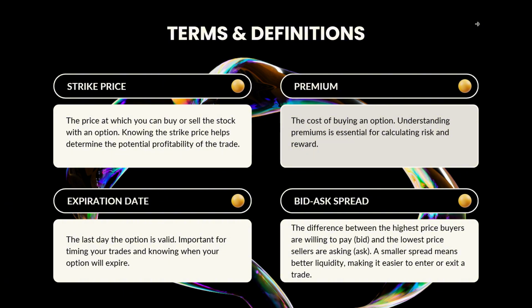Now we have terms and definitions. We have strike price, the price at which you buy or sell a stock. With an option, knowing the strike price helps determine the potential profitability of the trade. We have the premium, the cost of buying an option. Understanding premiums is essential for calculating risk and reward. You have your expiration date, the last day the option is valid, important for timing your trades and knowing when your option will expire.